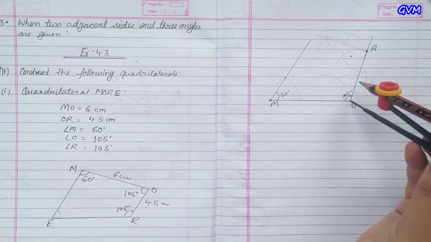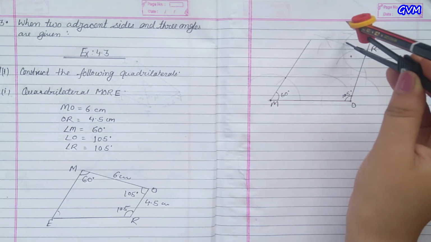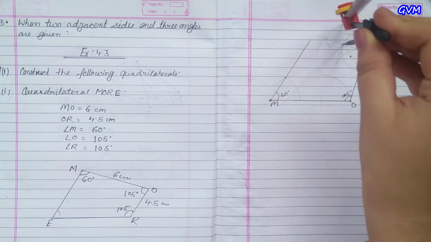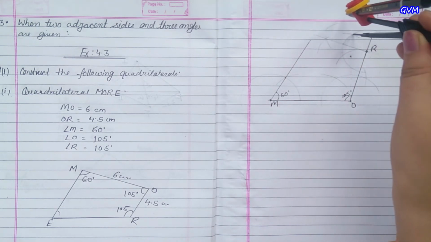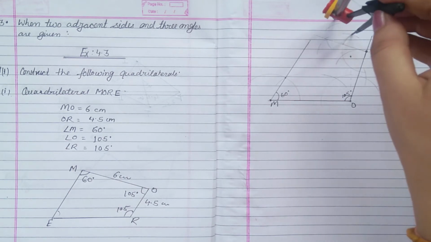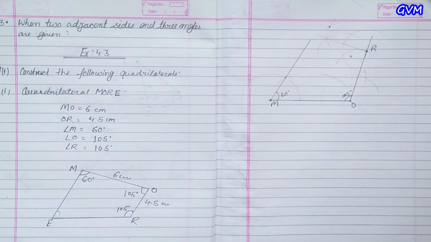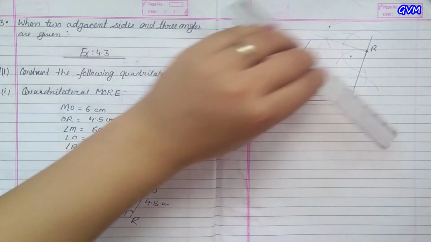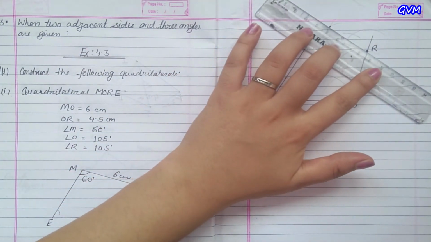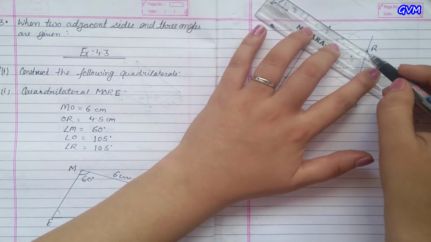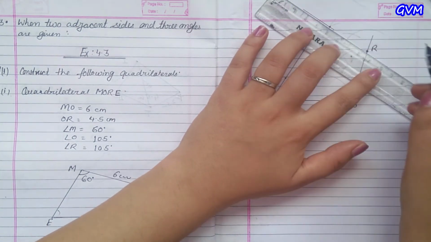Now 105 lies between 90 and 120. Put the needle at 90 and make an arc above, and then put the needle at 120 and make the arc above. So the point of intersection is here. Now join these 2 points, R and the point of intersection.